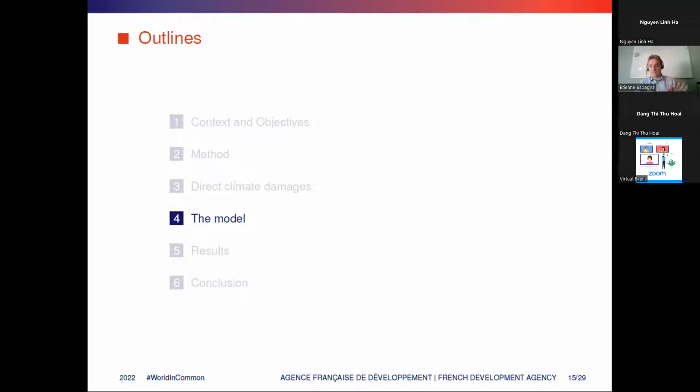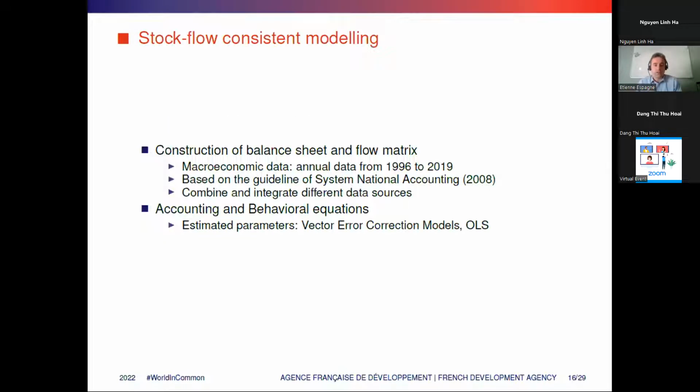Now that's just the direct impacts, and what we want to assess is how sectoral interlinkages and macroeconomic dynamics might affect these impacts, might amplify or reduce these impacts, and that's when we use a macroeconomic model. So in our case, again, we built with Thi Thu Hoai, who could not be available today because she's flying back from Vietnam to France, but she has been working extensively on that model.